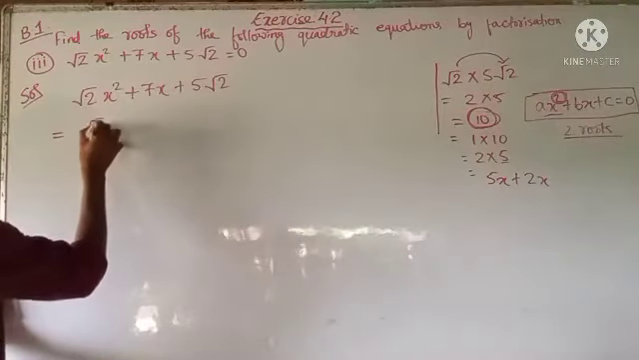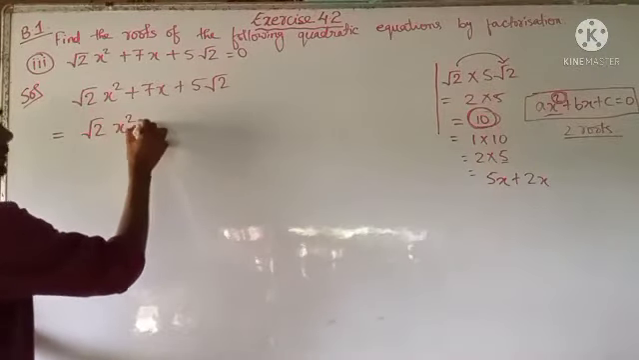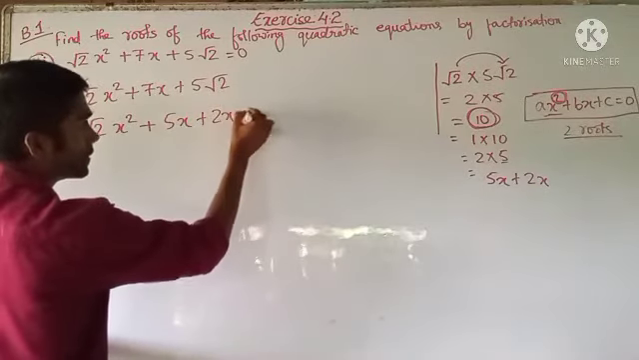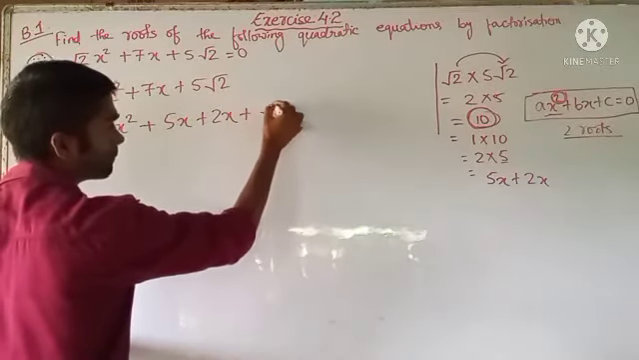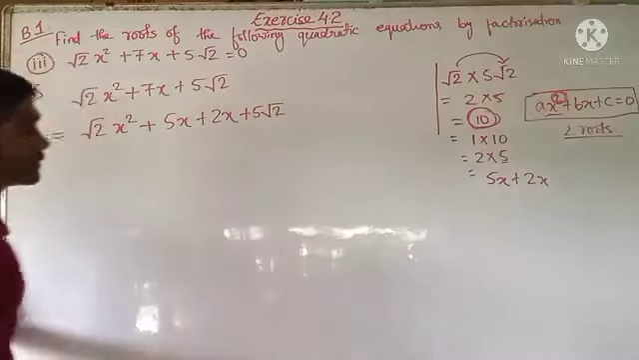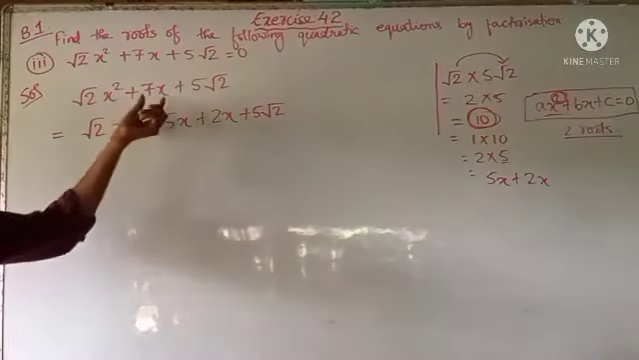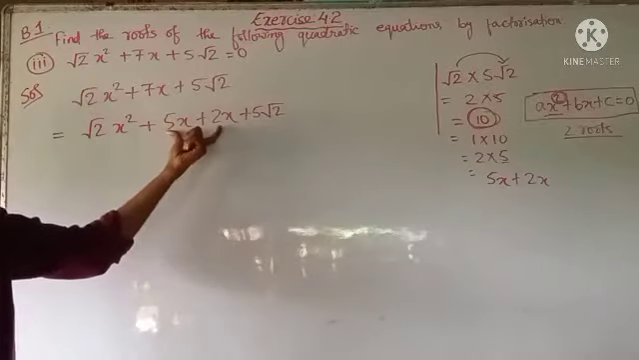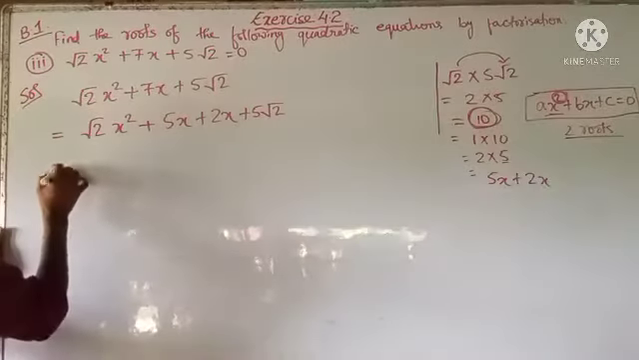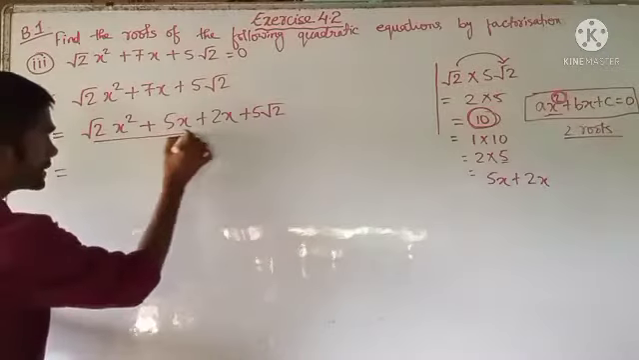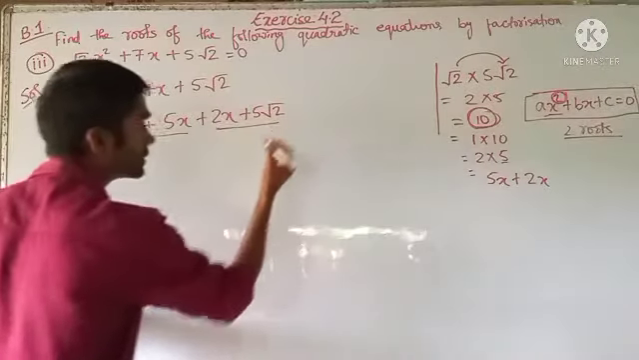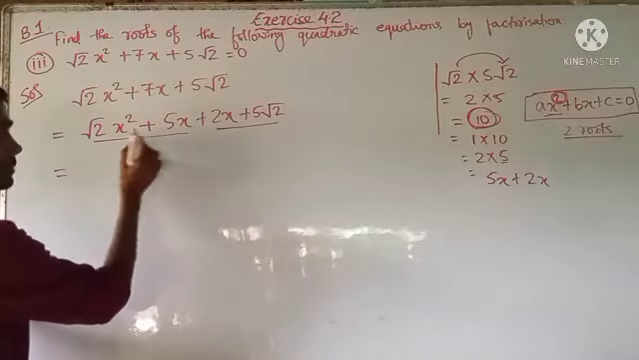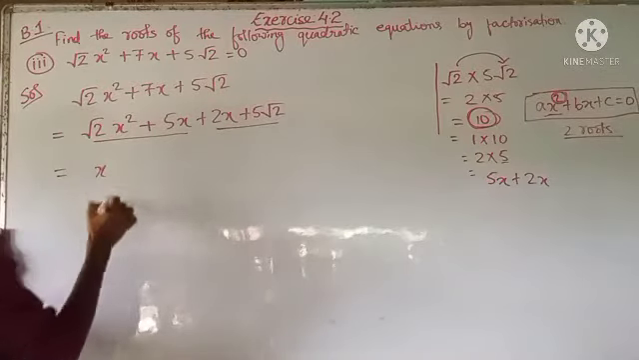So root 2 x square plus 5x plus 2x plus 5 root 2. Now instead of 7x we have placed 5x plus 2x. Now among these two terms we will take a common factor, and among the other two also we will take a common factor. What is common here? We can see that x is common between them, so we will take x as common.